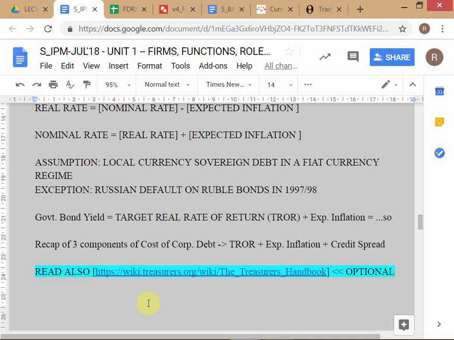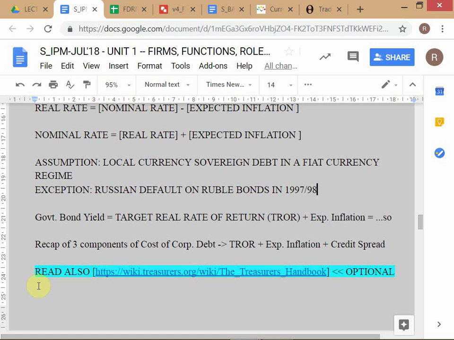Therefore, to sum up, if we want to split the all-in corporate bond yield into three parts, what will be the three components? Real rate, plus expected rate of inflation, plus credit spread. I understand that everybody is tired, but you have to be a little less sloppy. You have to say target real rate of return. What is my target real rate of return? Are you following this? So we are calling it TROR, target real rate of return.